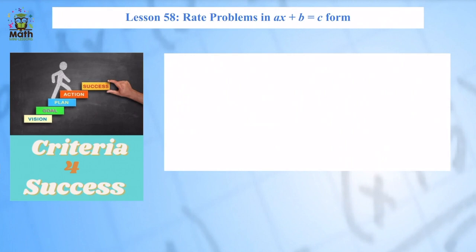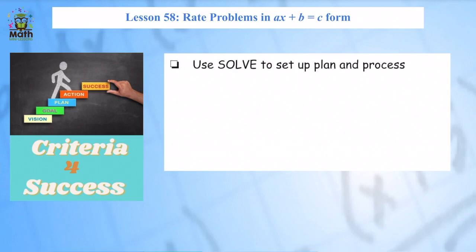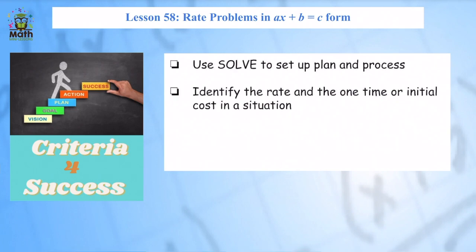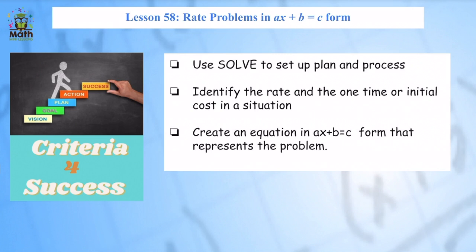Welcome to lesson 58, where we'll look at rate problems in our two-step equation form. So things to look out for: how we're using solve to set up our plan and process, how we are identifying the rate and the one-time initial cost. In other words, really watch and think about how I'm figuring out what the A is for the rate and what the B is for our equation, and then how I use that to create our equation in a very familiar form. We'll start with the first problem.